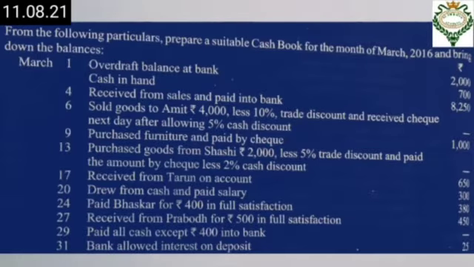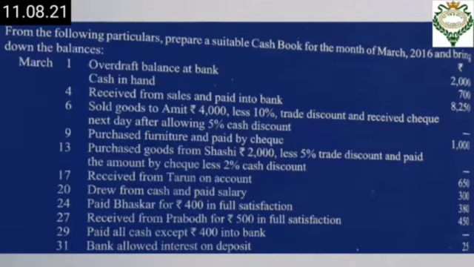Then come to the next transaction, done on 13th March. Purchase goods from Shashi rupees 2,000. In that he got less 5% discount. Because we are purchasing the goods, we have to pay the amount for purchasing the goods. So we have received a 5% trade discount, and at the time of payment we are paying through cheque, so we have to record the amount in the bank column. And at the time of payment we have also got 2% cash discount. For this transaction also we have to do some working note.